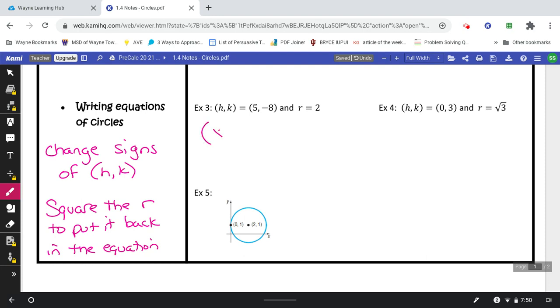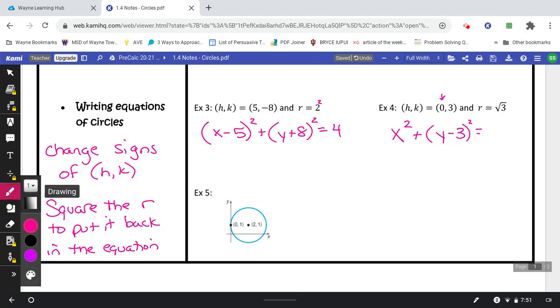Okay, so this first one is going to be (x minus 5) squared plus (y plus 8) squared. Notice we changed the signs of the h and the k. And then we're going to square the 2 to get 4. Example 4, I'm just going to write my x squared without any number because that's 0. So I can just write it as x squared plus (y minus 3), change the sign. I'm going to square that. Oops, not cube it, square it. A square root and a square cancel out, just leaving me 3.